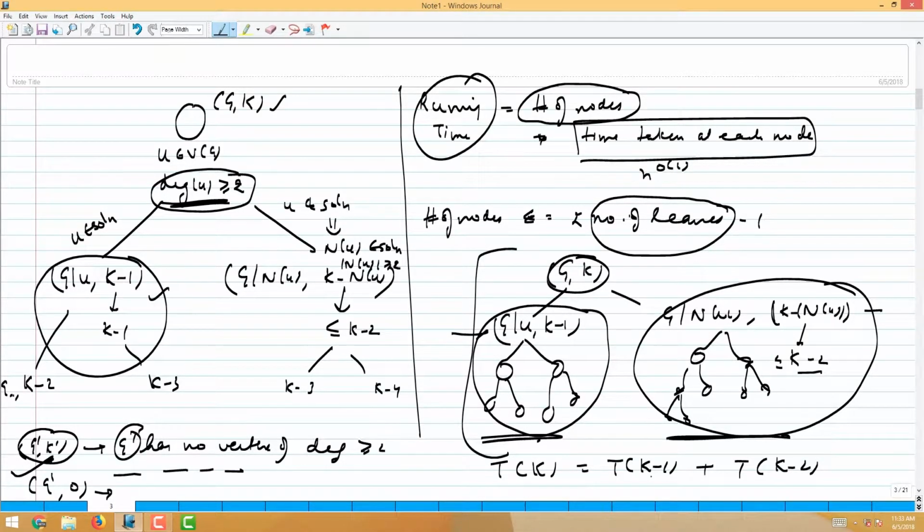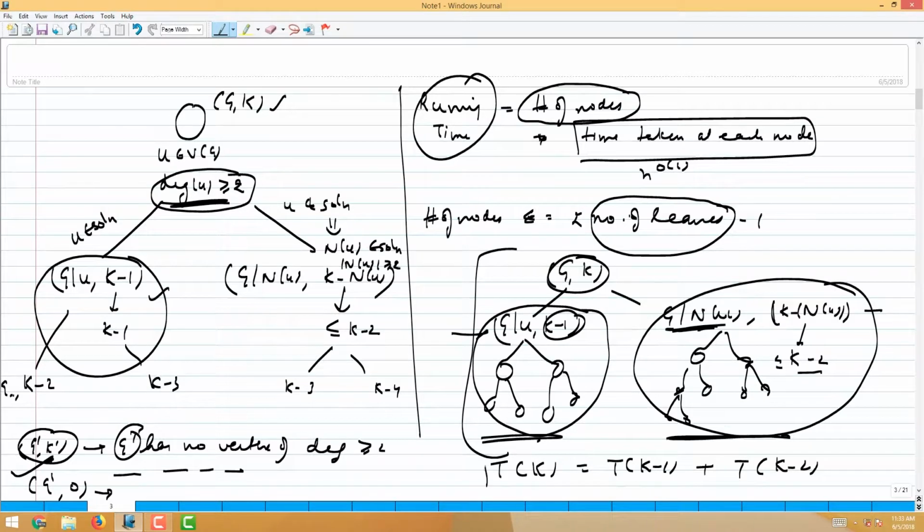And so T_{k-1} corresponds to a branching tree which is rooted at an instance where the parameter, the k value, is k minus 1. T_{k-2} refers to the branching tree rooted at instances where the parameter value is k minus 2. I don't care what graph there is. For example, if at this node there was some different graph but k was the same, then the number of leaves I would get there doesn't depend on what the graph is. The number of leaves only depends on the k values I'm getting here.